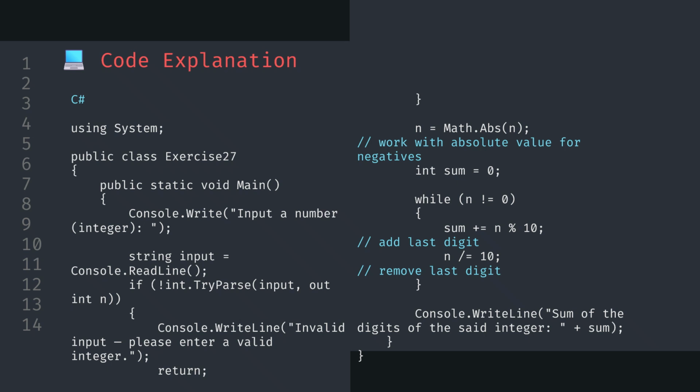Here's a clean, beginner-friendly implementation. We first read the input as a string and parse it safely with int.TryParse. To avoid exceptions, we convert the number to its absolute value so negative numbers behave intuitively. The while loop extracts the last digit with n modulo 10, adds it to the sum, then truncates the last digit with n divided by 10. When n becomes 0, we've processed all digits and print the result.